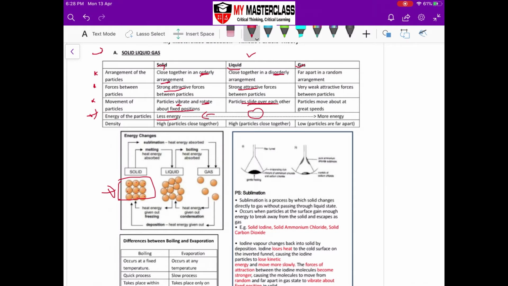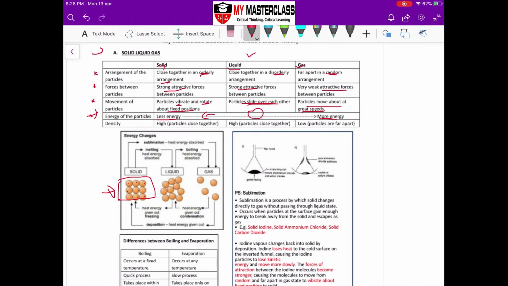And then for gas, the keywords to use are random, far apart, and moving at great speeds. Because they are far apart, they have very weak attractive force holding the particles, and of course because they are moving at great speed, they have the most amount of kinetic energy.